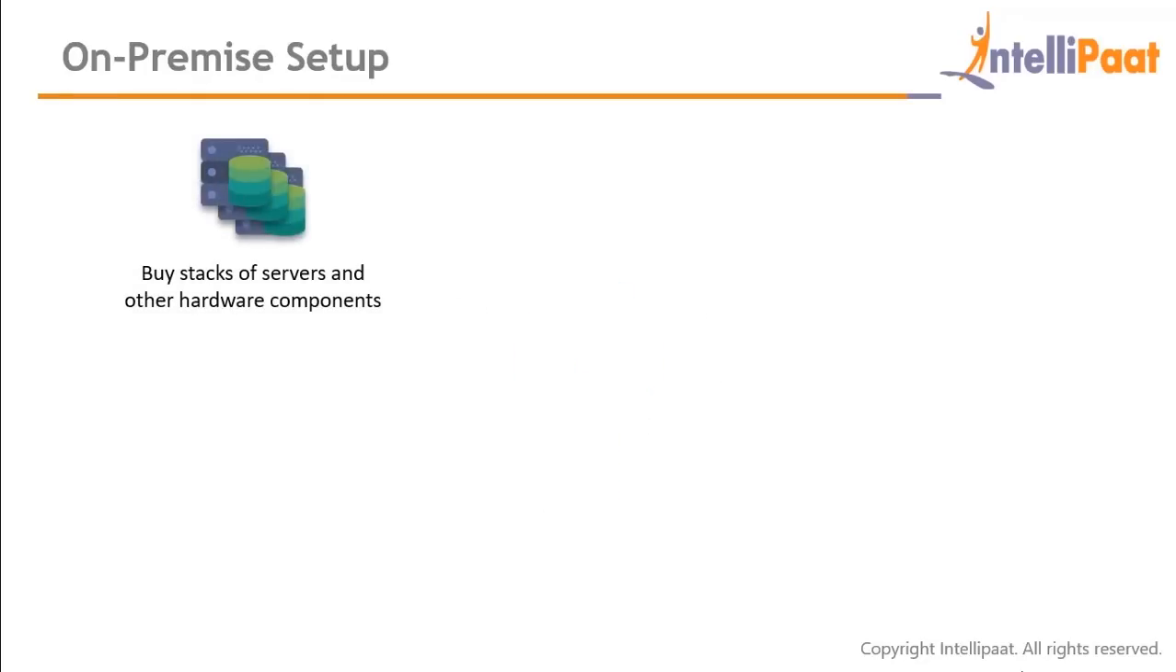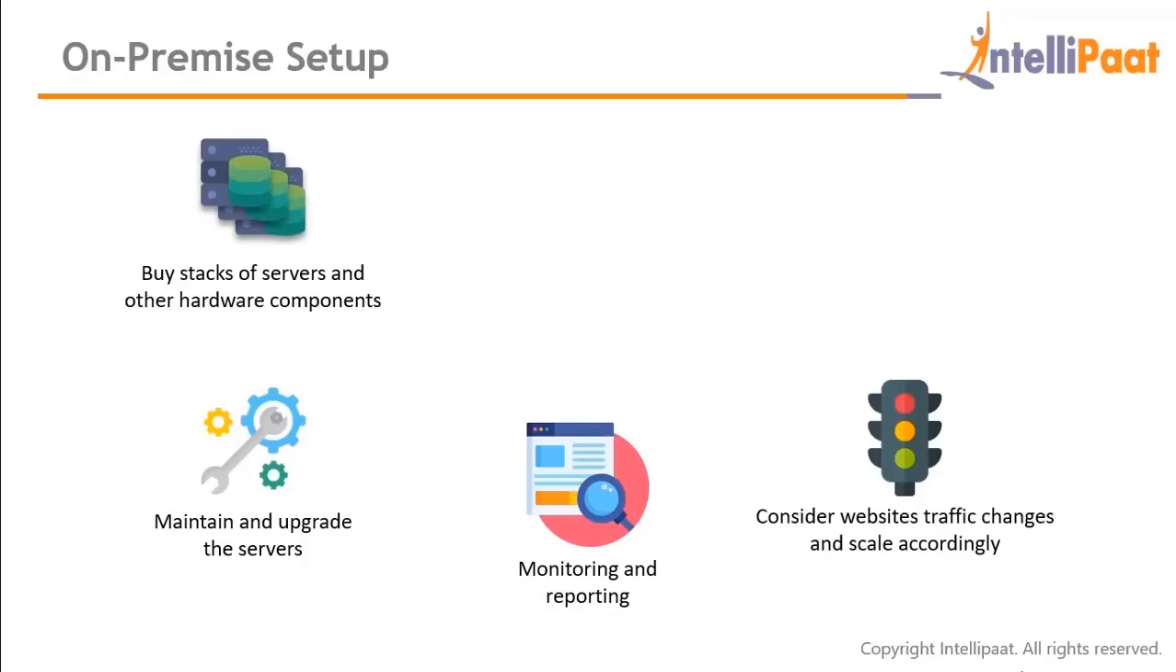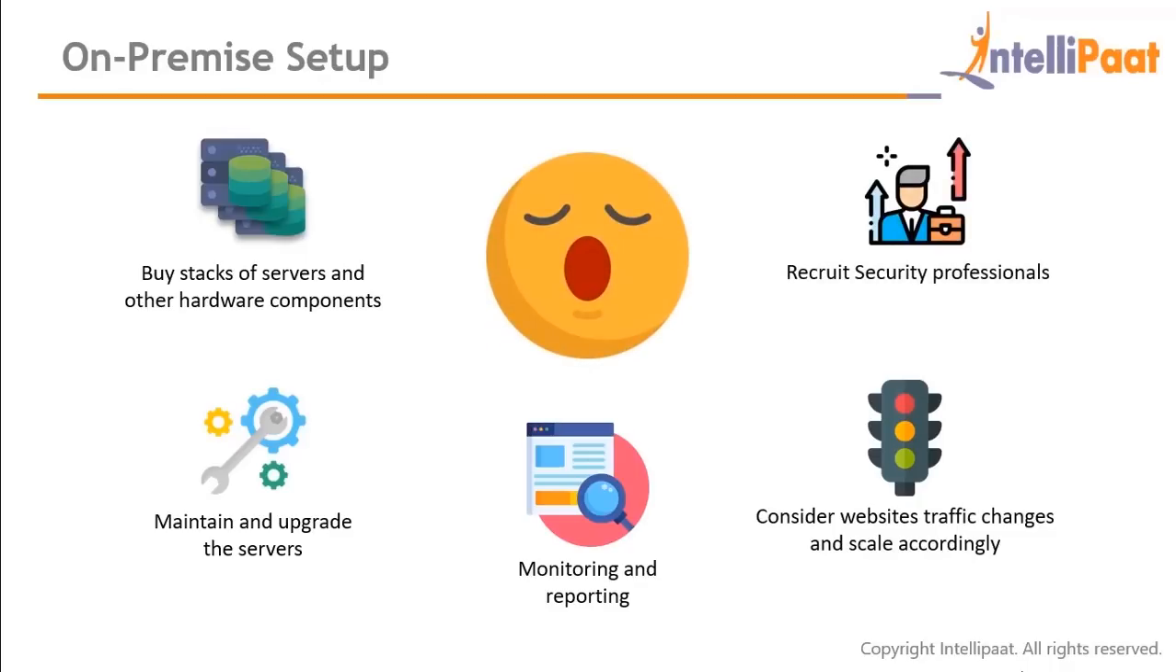So the first thing a company does is they buy stacks of servers and hardware components. The second thing is they have to maintain and upgrade the servers and databases and the hardware components according to their needs. Then they have to keep on monitoring and reporting it. They have to have reports in order to upgrade or downgrade the softwares and the hardware. And finally, they have to consider traffic of their applications or their websites in order to scale. Then finally, they have to recruit top security professionals so that they can handle incoming unauthorized accesses and threats. It sounds tiring, right? Okay, now let me tell you what are the disadvantages of on-premise setup.